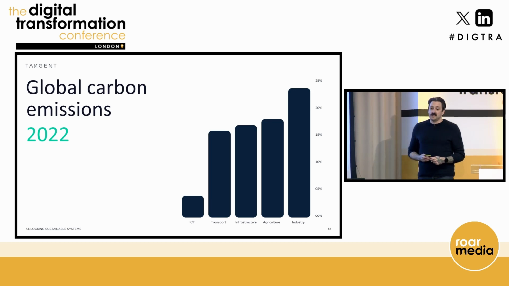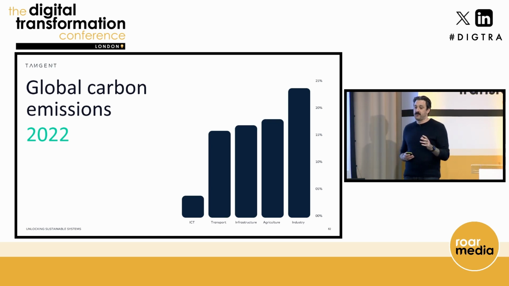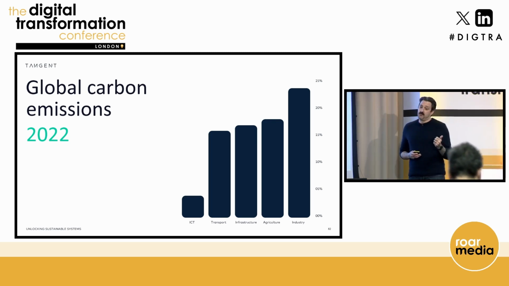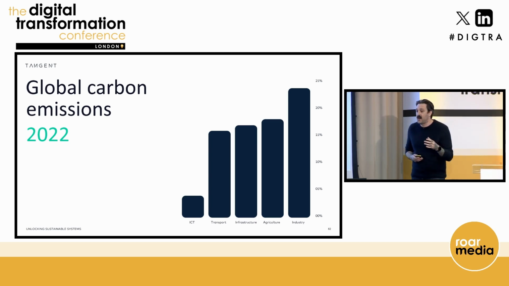So if you look at ICT, and this is data from 2022, it's 3-4% compared to transport, infrastructure, agriculture, and traditional industry. It's quite a small percentage, as I was saying before. However, the usage is on the rise. We know that there are additional technologies like blockchain and AI, and these technologies are going to come with a carbon overhead. It's also worth noting that these traditional industries are more focused now on becoming more efficient, and they're going to rely on technology to do that.